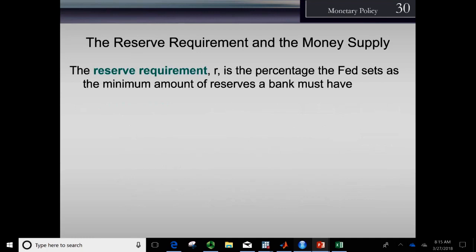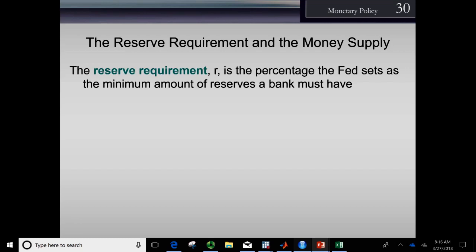The reserve requirement. We've already talked about the reserve requirement, R, and we know that the reserves that banks hold are equal to the reserve requirement plus the excess reserves that banks hold on to, even over and above and beyond what they're required to hold on to by the Fed.